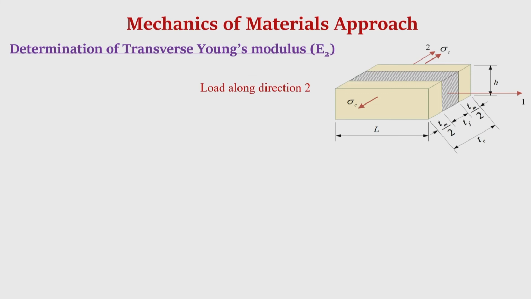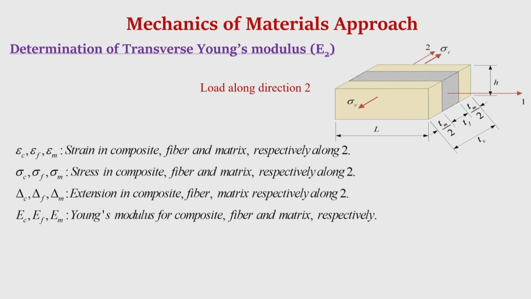Now, determination of transverse Young's modulus using the mechanics of materials approach. We take the same representative volume element here also, but the only difference is that the load is applied along direction 2, that means the transverse direction. All others in the representative volume remain the same. Subjected to a load along direction 2, suppose the corresponding strains are epsilon_c, the strain in the composite, epsilon_f, the strain in the fiber, and epsilon_m, the strain in the matrix along direction 2.